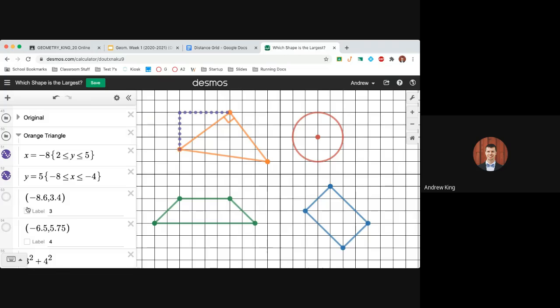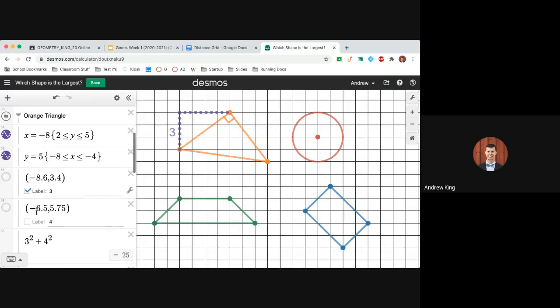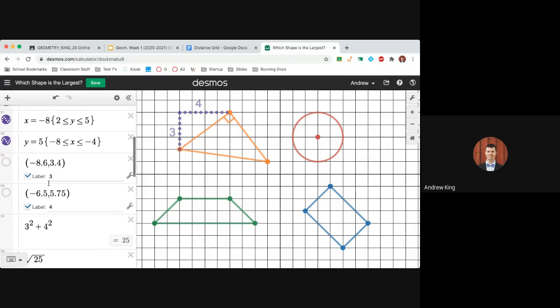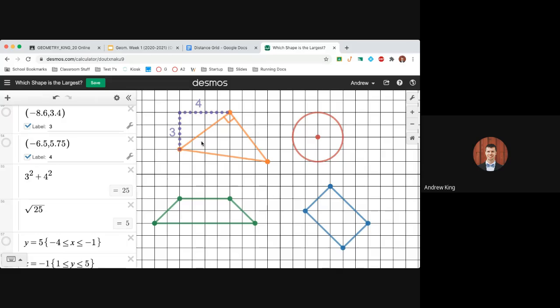Well, I can count pretty easily. That looks like it's 3 high, and it looks like it's about 4 wide. 1, 2, 3, 4 boxes. Again, don't worry about what you see off to the left here. So to find out this hypotenuse, this top left side of the orange triangle, I would do 3 squared plus 4 squared, which is 25. Square root of 25 is 5. So this is a length of 5 here.